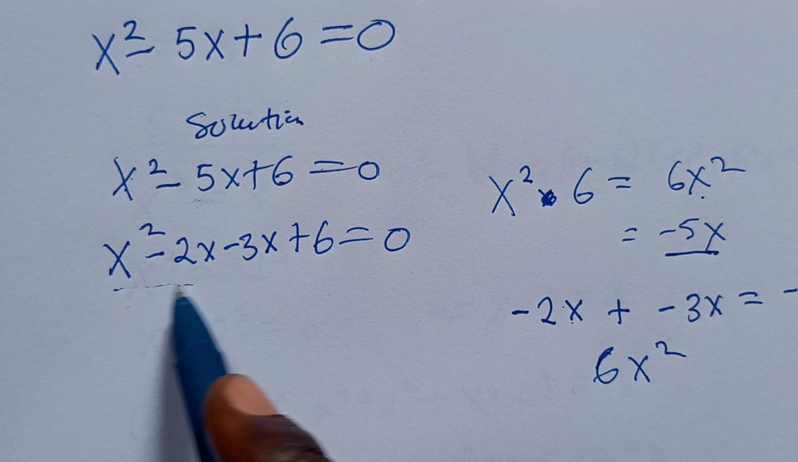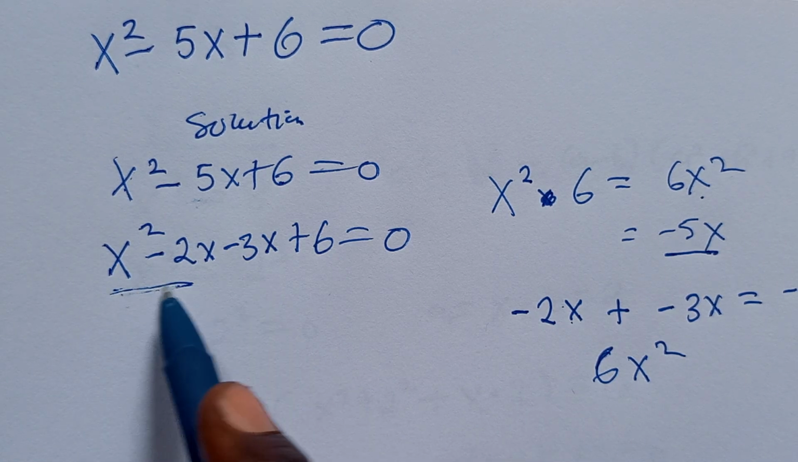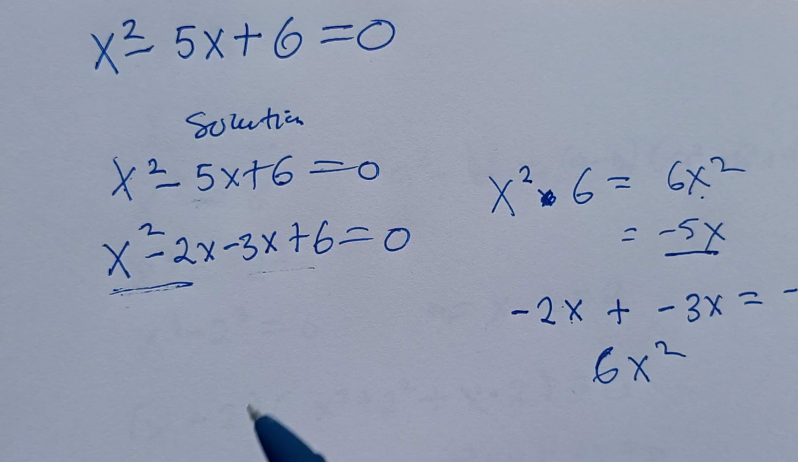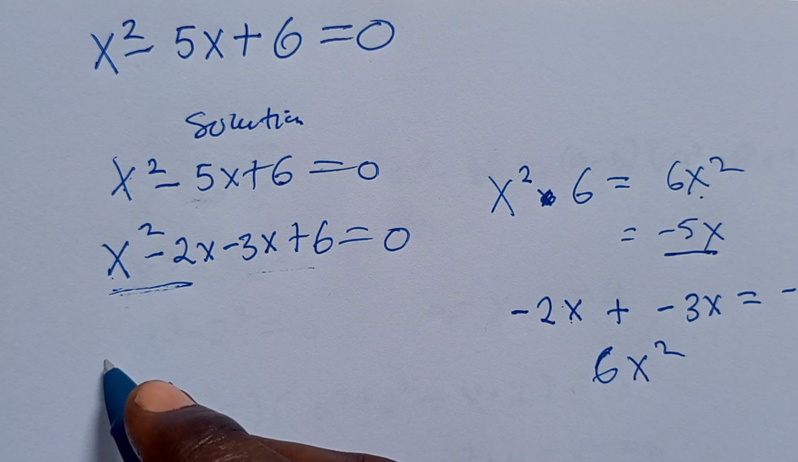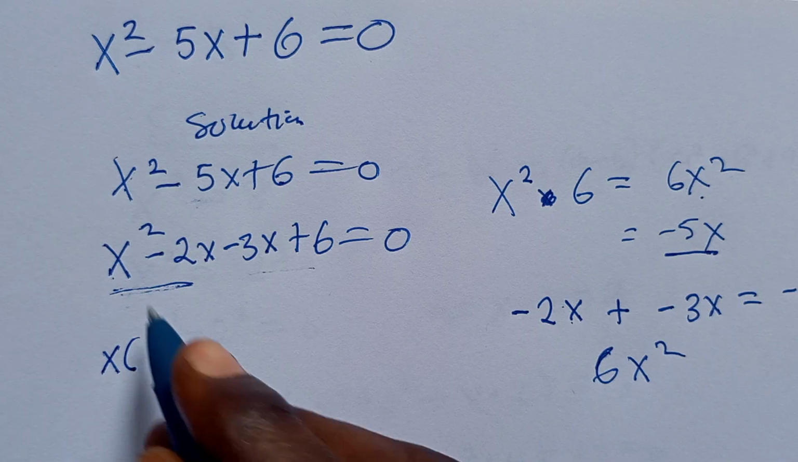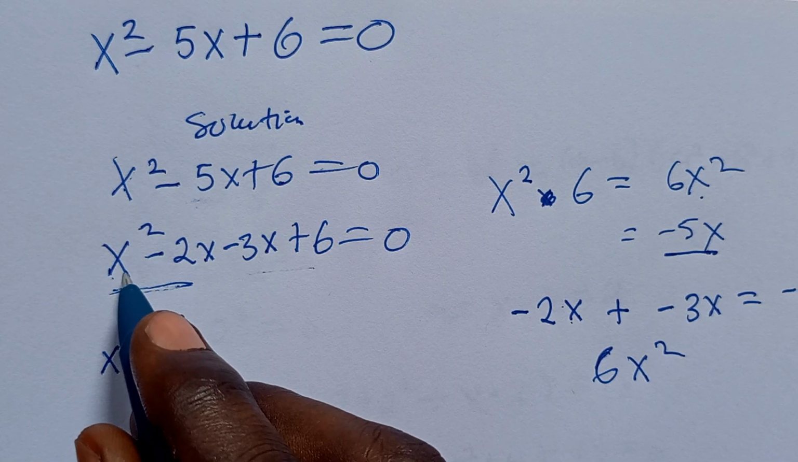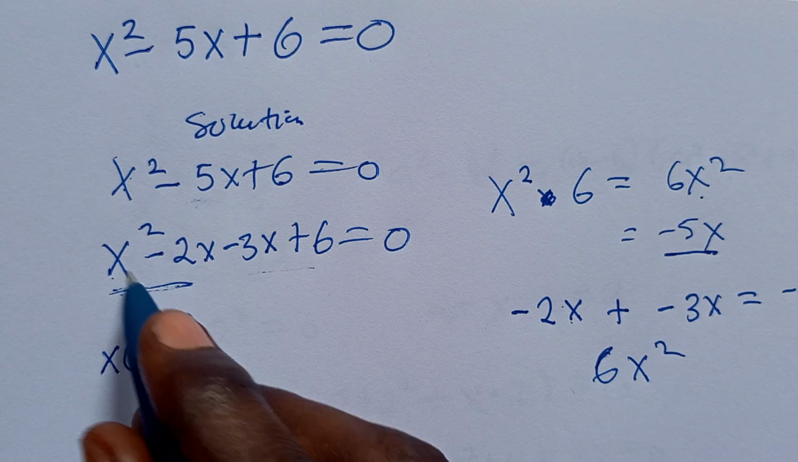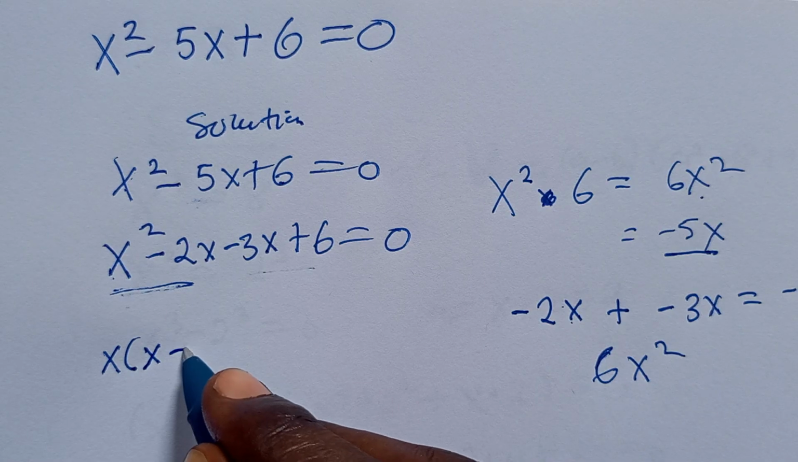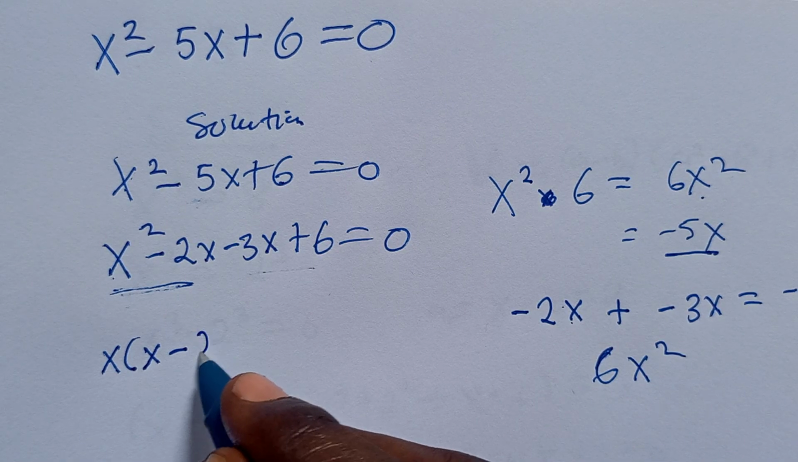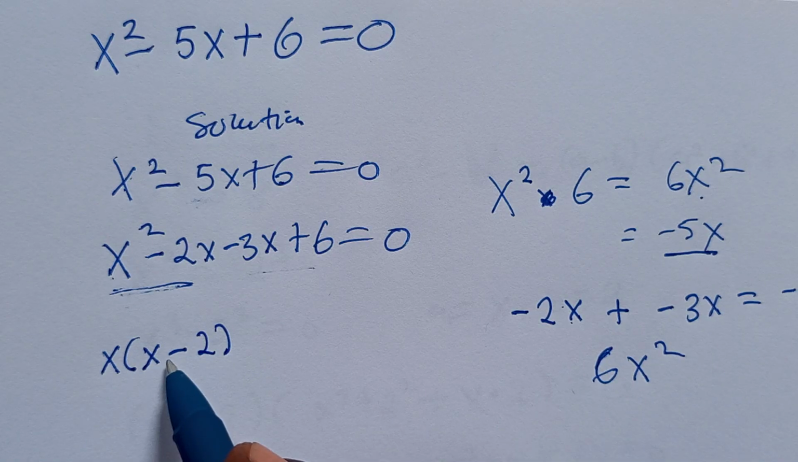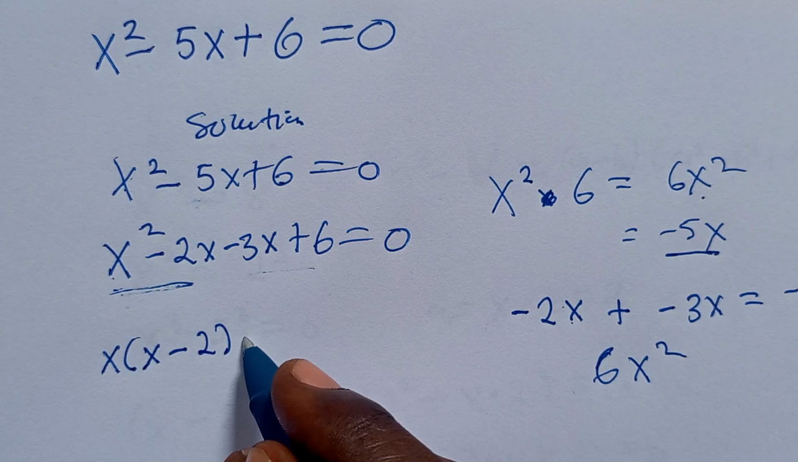So now checking, we check what is common between these two and what is common between these two. Let's check for what is common here. What is common between these and these? We can notice that we have x common. Factoring out that x, we are left with x in the bracket minus, what is common after removing x, we are having 2, such that when we multiply this, we are getting back to this.